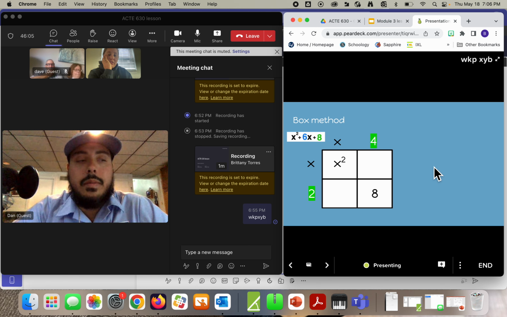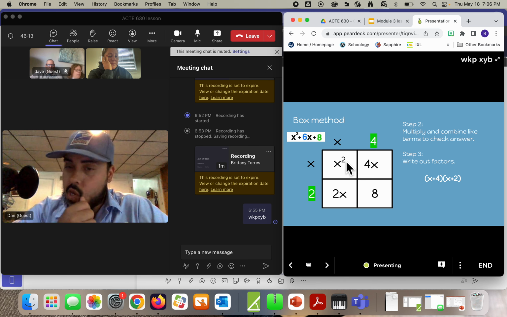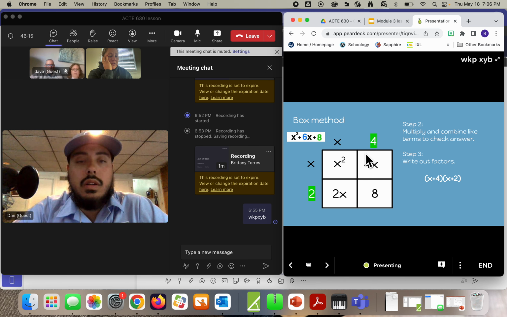So when you're using the box method, the next thing you're going to do is you're going to multiply and combine like terms and make sure that you get that original expression. So x times x gives us x squared. 4 times x is 4x. x times 2, 2x. 2 times 4 is 8. If we combine our like terms here, we would have x squared plus 6x plus 8, which is exactly what we wanted. So on the outside of our box, that's where our factors come from.